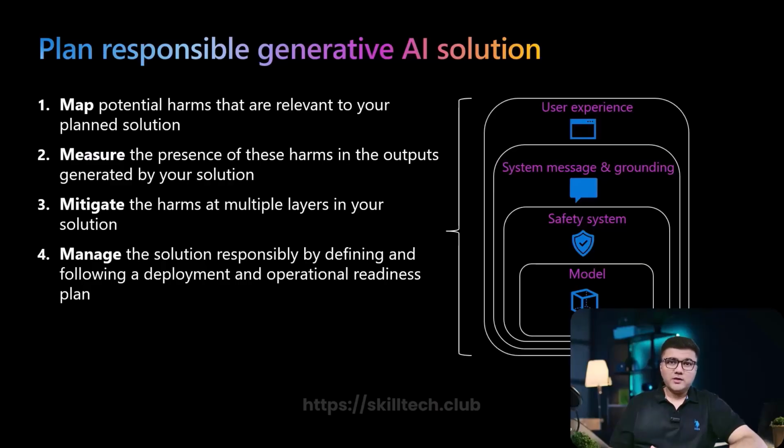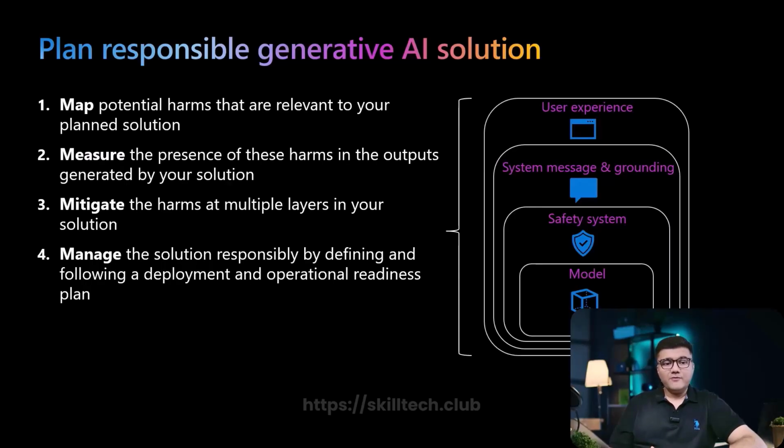We have to make sure that we map potential harms that are relevant to your planned solution. Once we map this, we measure the presence of those harms in the output generated by your solution. Basically, we need to make sure that we have proper content filters and guardrails configured so that everything generated using generative AI is suitable for the audience and is not harmful. If something like this is found, then you have to mitigate the harm at multiple layers in your solution, and these are the 4 layers which we basically focus on.